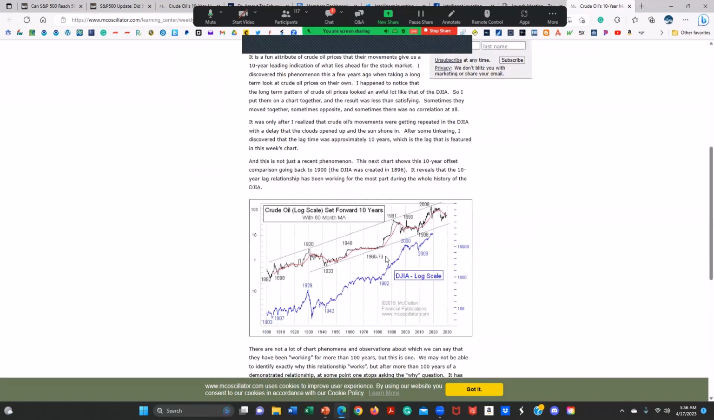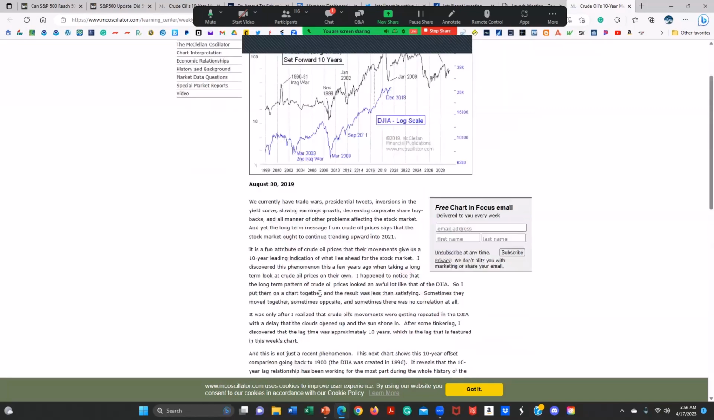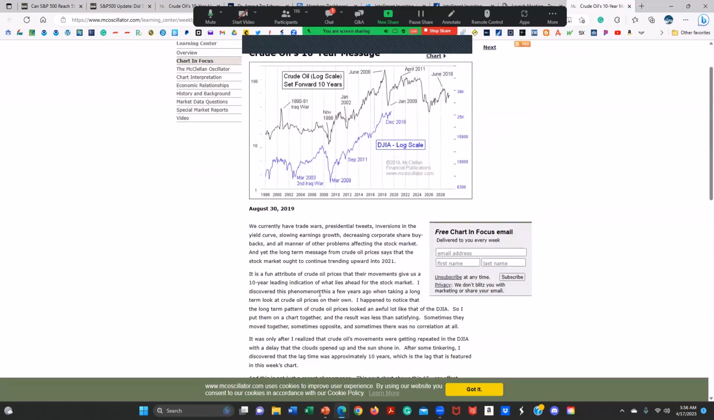So Tom went back all the way to the early 1900s and found that this relationship holds up most of the time. Again, nothing works all the time, right? Nothing works all the time in the markets. There are some exogenous events that kind of throw things off. Whatever happens, it's fine. But if it happens most of the time, I think you should pay attention and use it to the best of your ability.